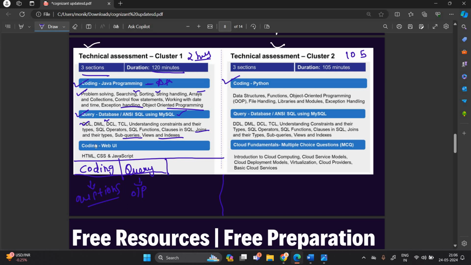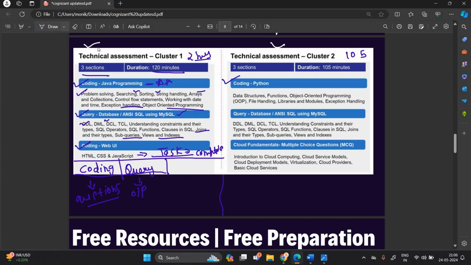And for coding there will be questions. In web UI, with HTML, CSS and JavaScript, they will give you one task, and with the help of HTML, CSS and JavaScript you have to complete it. This is the technical assessment cluster 1.